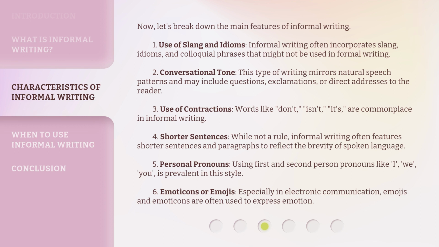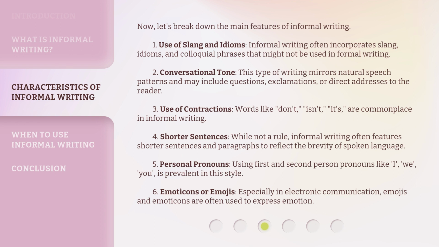Now, let's break down the main features of informal writing. 1. Use of slang and idioms. Informal writing often incorporates slang, idioms, and colloquial phrases that might not be used in formal writing. 2. Conversational tone. This type of writing mirrors natural speech patterns and may include questions, exclamations, or direct addresses to the reader. 3. Use of contractions.